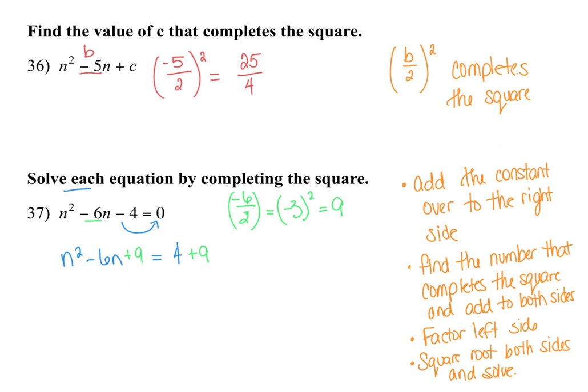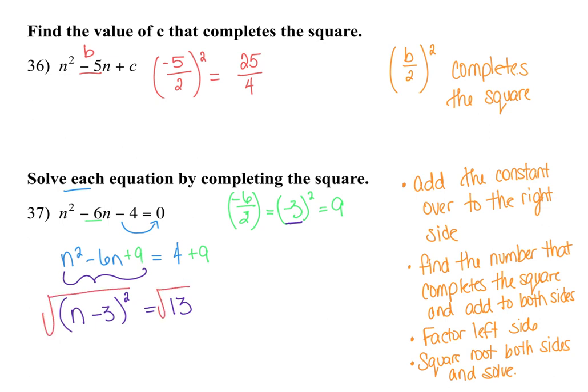Then on the left-hand side, you're going to factor it. Now your factoring is always going to be your variable, and then whatever number it was after you cut that b in half, and that group squared. And on the right-hand side, you would have just that addition of the 4 and the 9. Now you can solve by taking the square root.